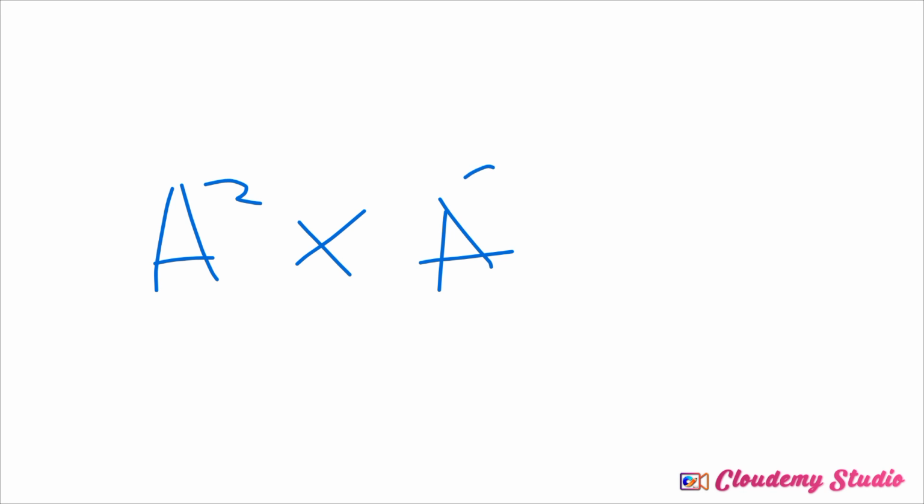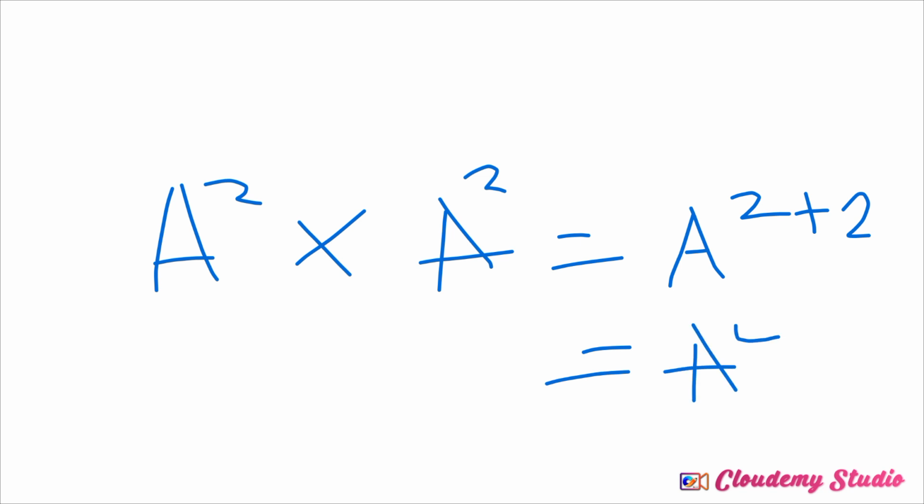Remember that if you multiply numbers with the same base, this is what you end up with. Here I'm saying a squared times a squared. We say a to the exponent 2 plus 2, and we end up with a to the power 4. We're just recapping, guys. That's rule number 1.